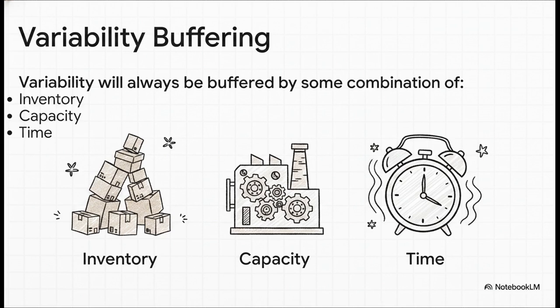And if you don't buffer with inventory or capacity, well, you're going to pay with time. Your cycle times will stretch, delays will pile up, and your customers will get very, very impatient. In fact, a truly lean system is simply one that minimizes the cost of these three buffers.